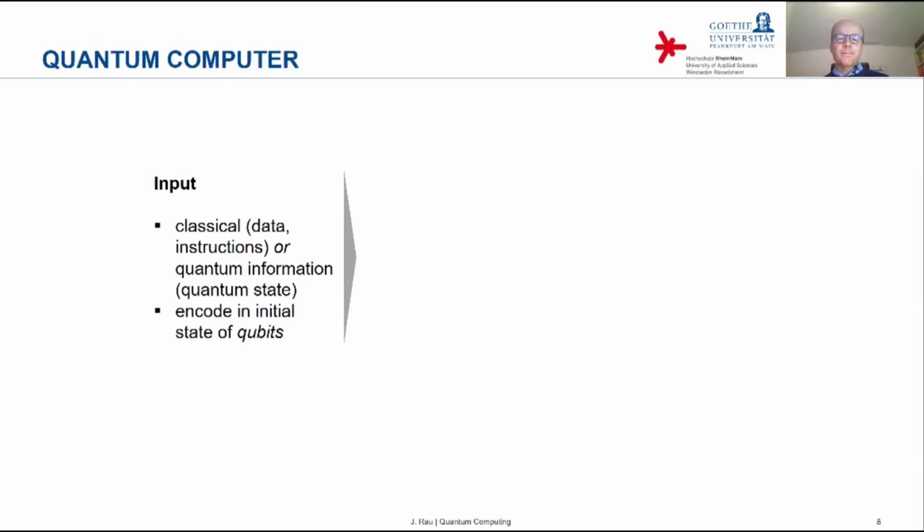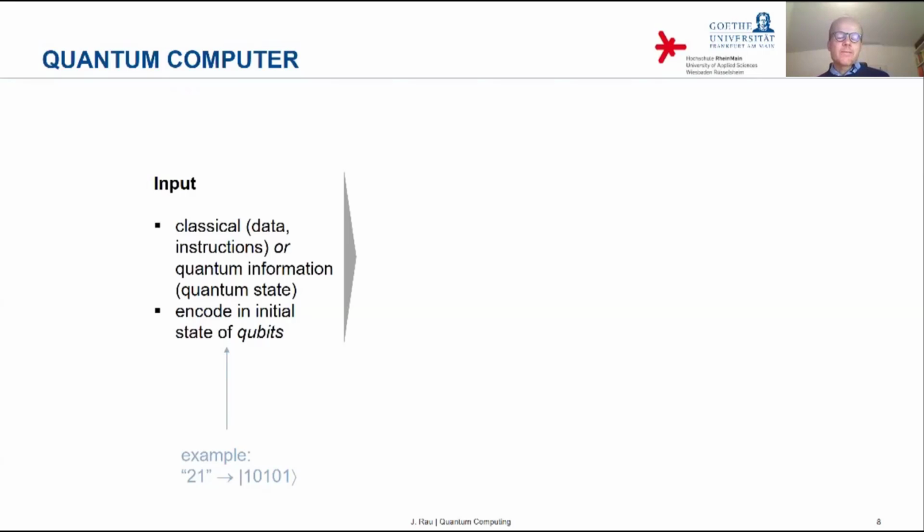Typically, both classical information and quantum information is encoded in states of qubits. The qubits are the two-level systems that we discussed extensively last week. There's an example that I added here. This is an example for classical information that you input in a quantum computer.